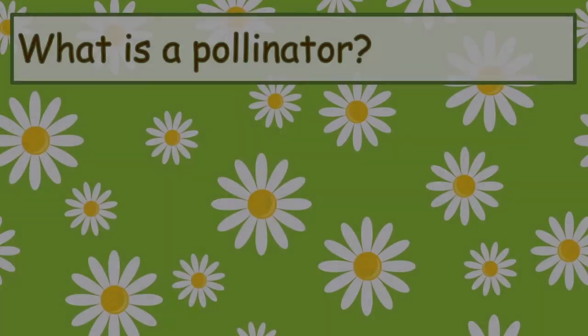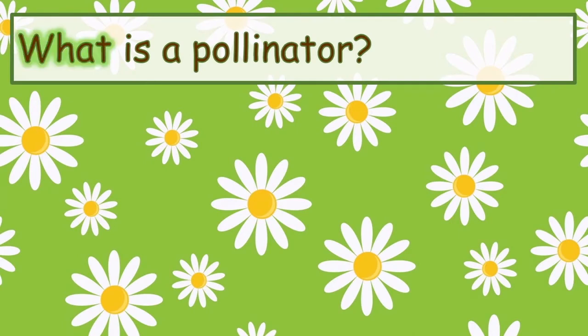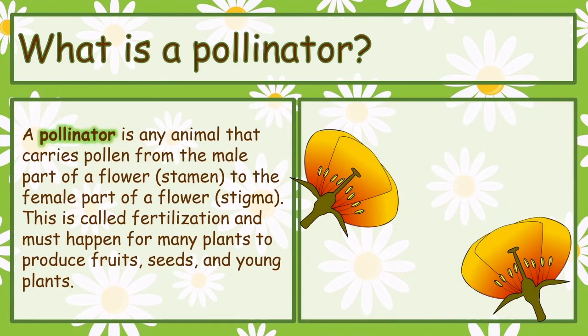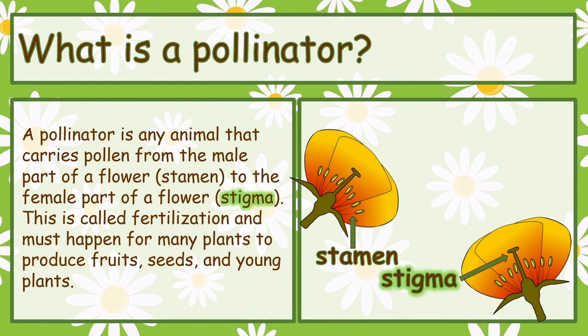Today we're going to talk about pollinators. So, what is a pollinator? A pollinator is any animal that carries pollen from the male part of a flower, or stamen, to the female part of a flower, also called stigma. This is called fertilization and must happen for many plants to produce fruits, seeds, and young plants.